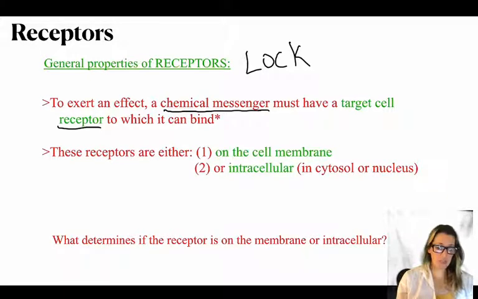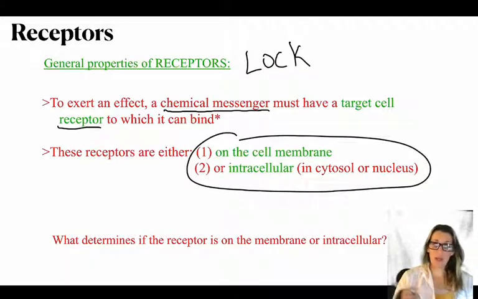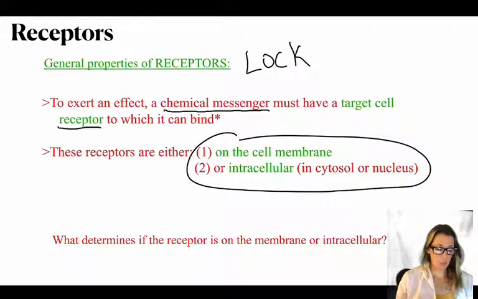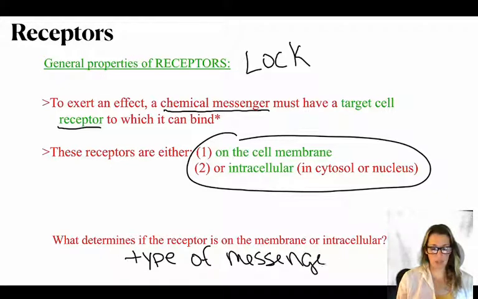The receptors can be in two places. They can be on the cell membrane, or they can be inside the cell. And what determines whether they're on the cell membrane or inside the cell is the type of messenger. I'm going to have an image for this in a minute. Is the messenger water soluble, or is it lipid soluble?